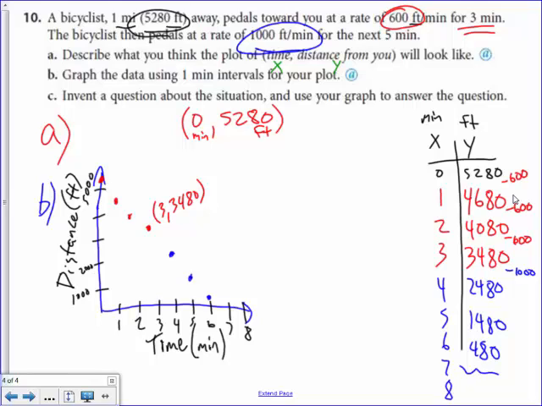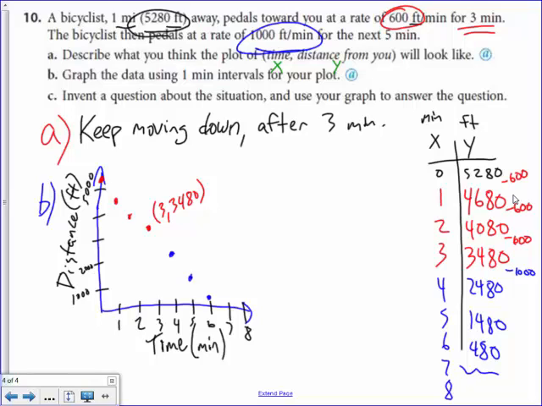So let's think about this. Describe what you think the plot time distance will look like. Well, it looks like it's going to keep moving down, right? Because we started up at 5,280 for our distance, so our plots are going to keep moving down. And what happens after 3 minutes? After 3 minutes, the points will decrease faster, right? Because it went from 600 feet a minute to 1,000 feet a minute. So that's really all we can kind of tell.